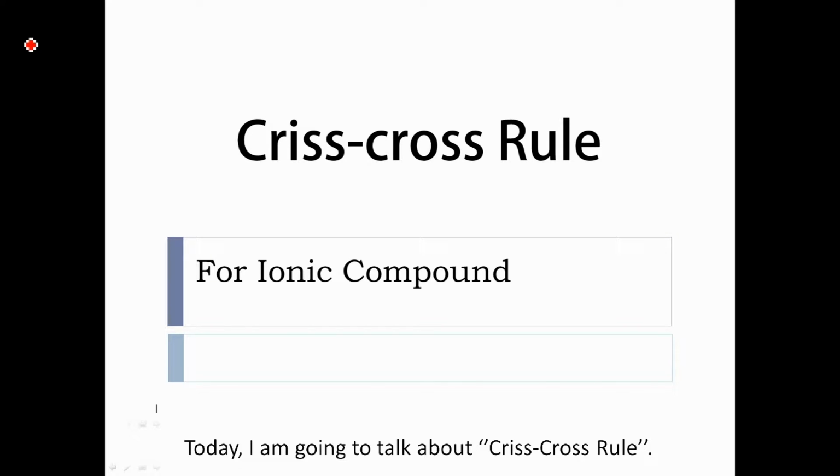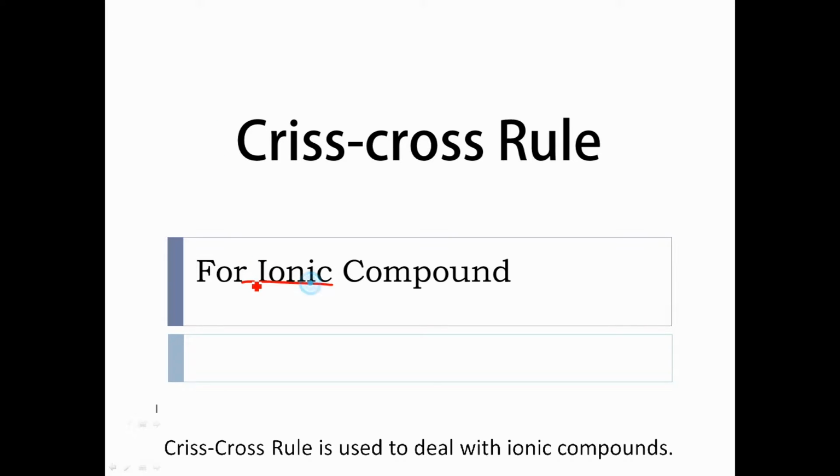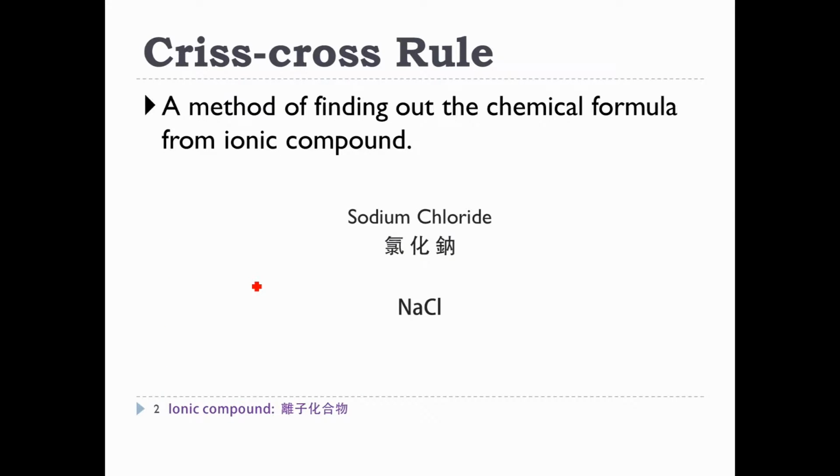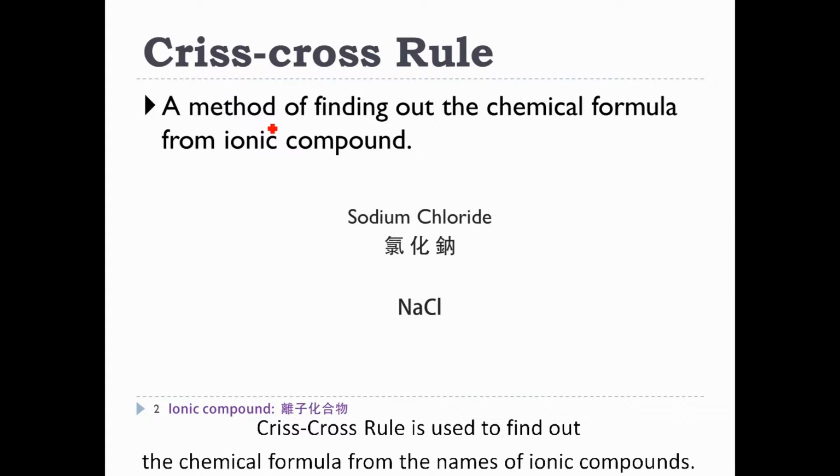Hello everyone. Today, I am going to talk about the criss-cross rule. The criss-cross rule is used to deal with ionic compounds. So what is the use of the criss-cross rule? It is used to find out the chemical formula from the names of ionic compounds.